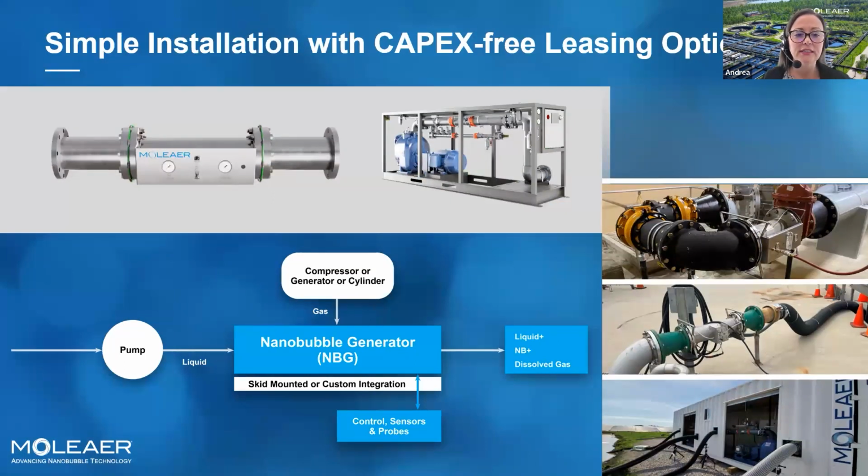Moleaer's technology is known as a nanobubble generator. It's this piece sandwiched between the two spool pieces in the top. That piece manipulates the hydraulic properties of both the liquid, in this case wastewater, and the gas, in this case air. It requires a pump and a gas supply, and can be provided in a skid-mounted solution or a custom solution. We have mobile solutions and containerized solutions, and we can also go in line with existing pumps. We can do temporary installations as well.